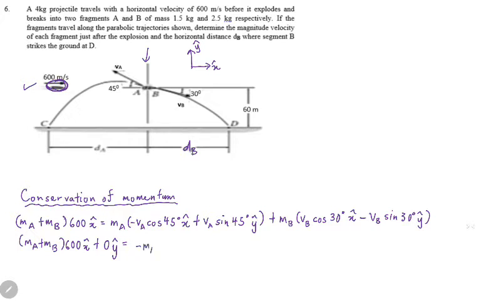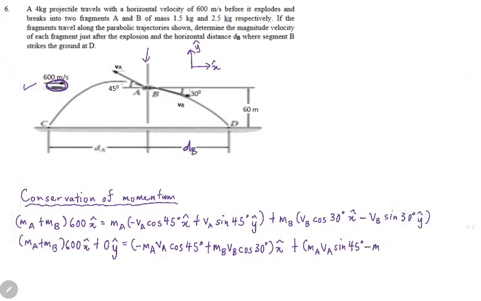That would make it negative mA VA cos 45 degrees plus mB VB cos 30 degrees. All this information is in the x unit vector direction. And now for the y unit vector direction, this will be plus mA VA sine 45 degrees. Oops, sorry.